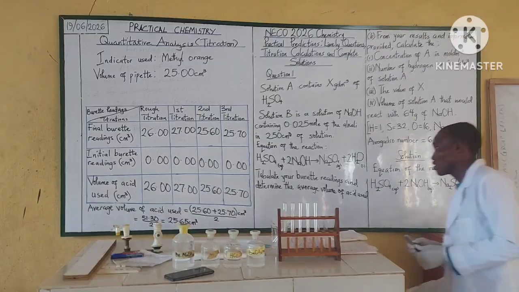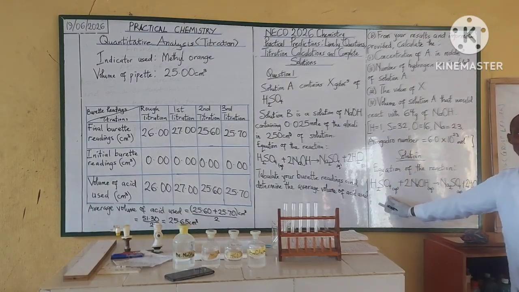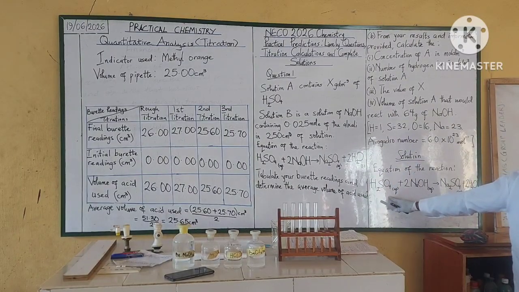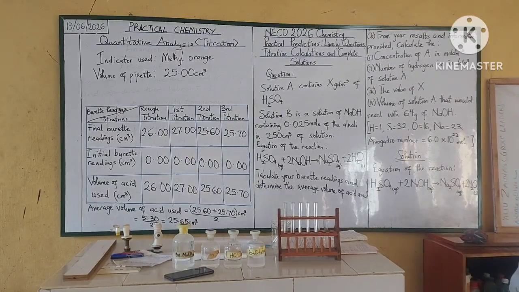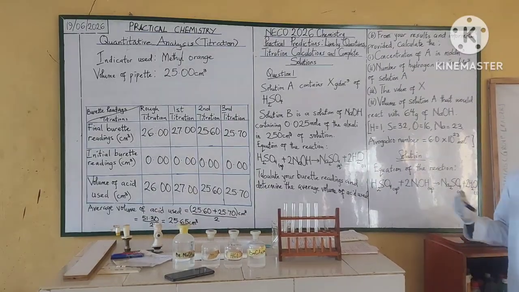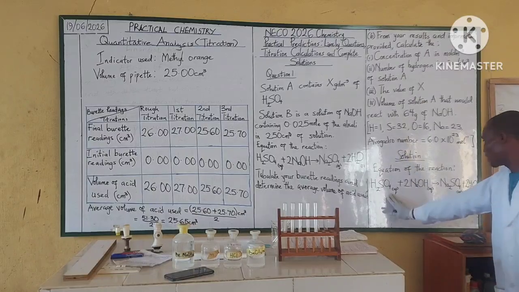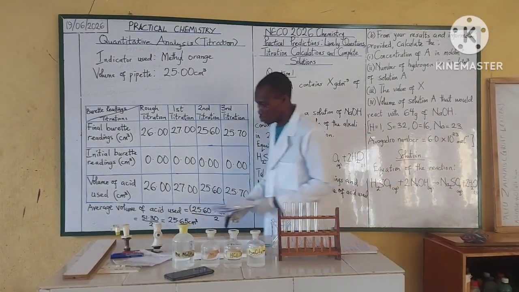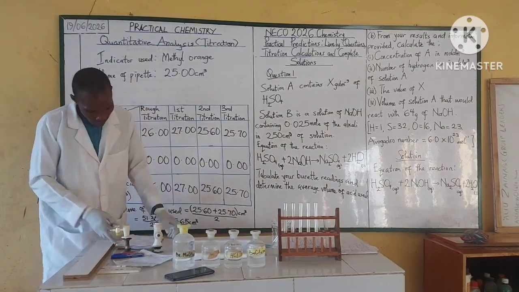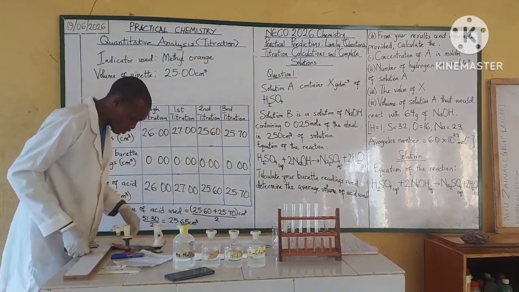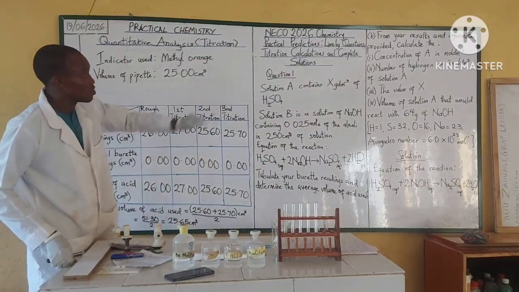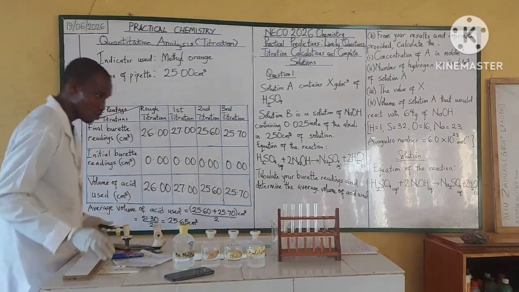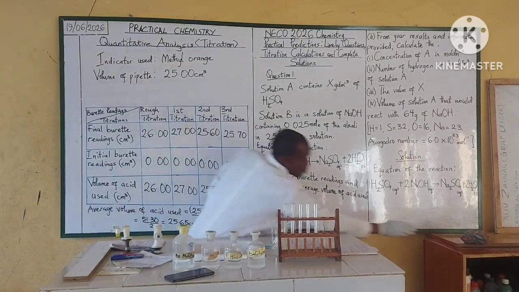After all, this kind of equation reminds us of what we call a neutralization reaction. Of course, this is what you have been taught in acid-base titration, while we were doing acid, base, and salt in SS1. Okay? From there, we move to the first question, which says we should calculate the concentration of A in mole per dm cube.